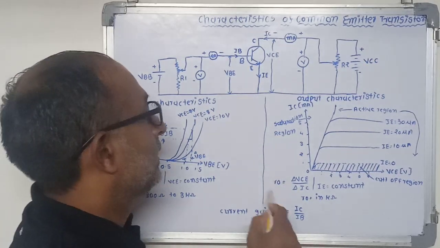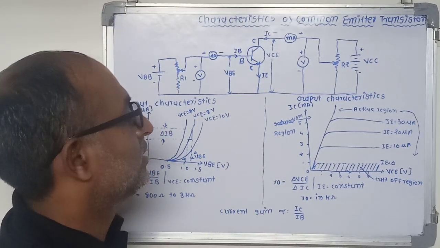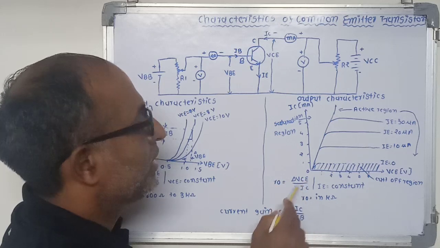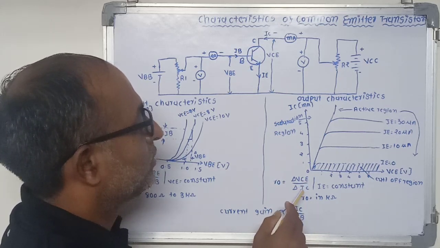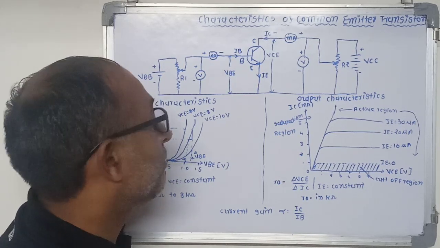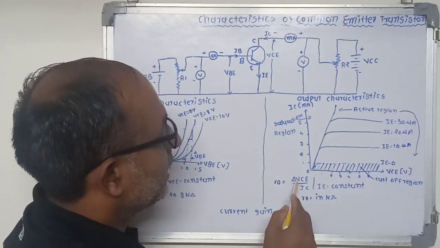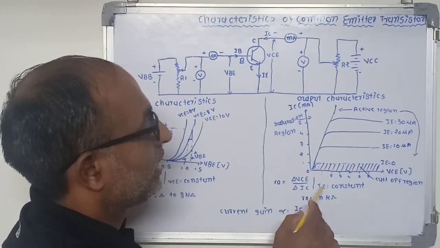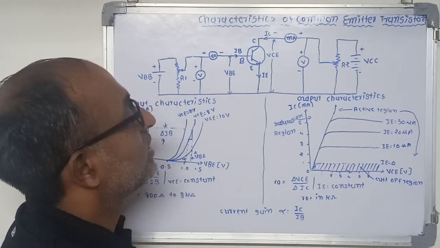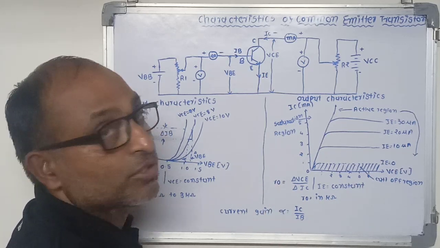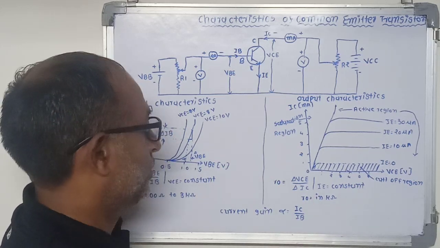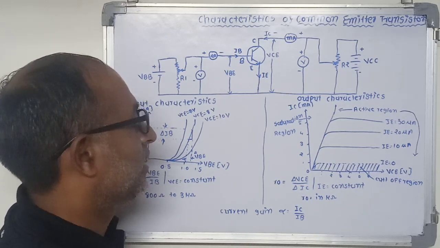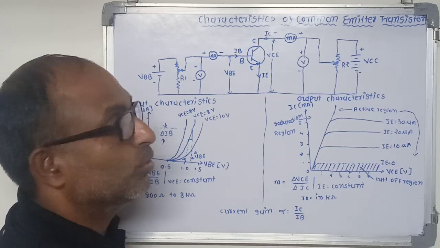Now next, output resistance. Output resistance is the ratio between the change in collector emitter voltage and the change in collector current at constant emitter current, and this output resistance is denoted by RO, and its value is in kilo ohms. Now we also find out the current gain. Current gain is the ratio between collector current and base current.